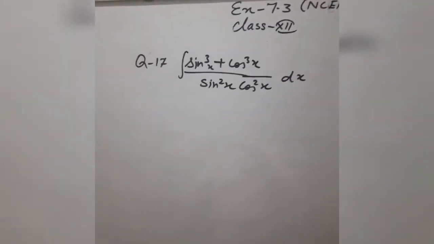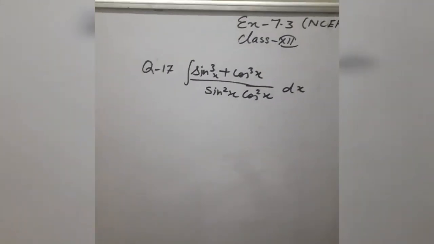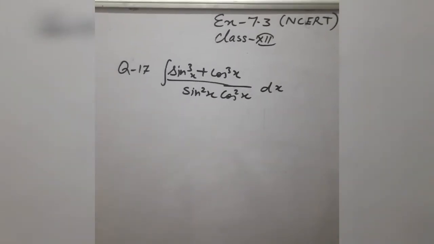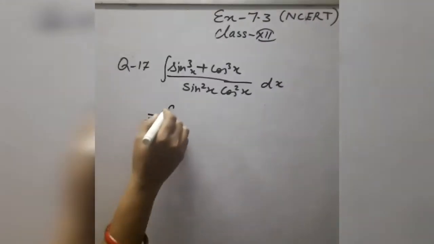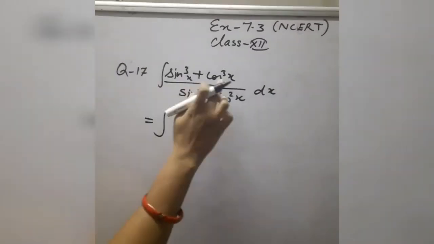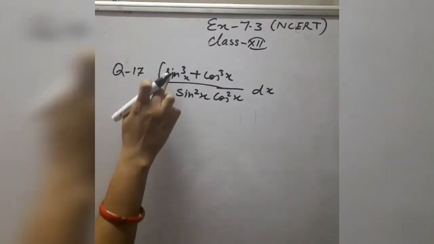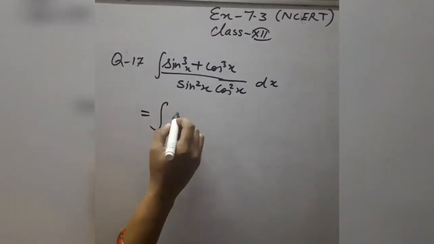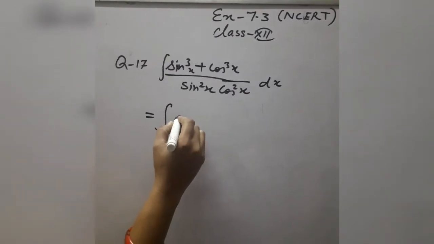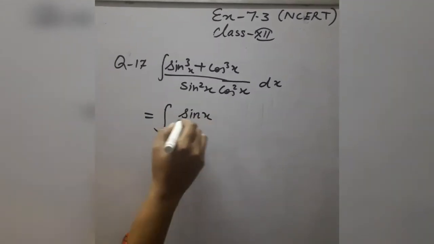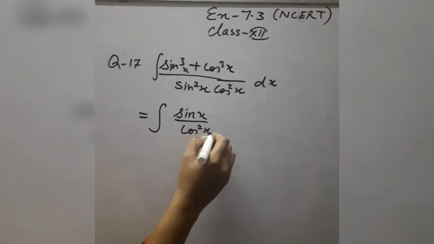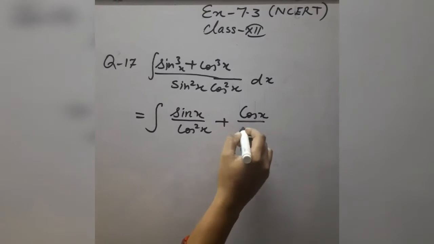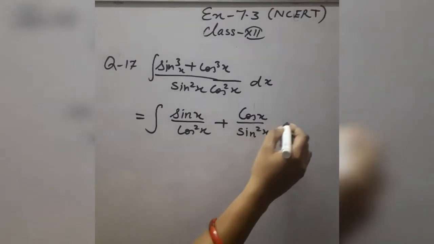Yes, question number 17. The statement is (sin cube x plus cos cube x) divided by (sin square x into cos square x). Find the integration. Taking this denominator separately with these two terms, sin square is cancelled, it becomes sin x by cos square x, and then plus, here cos square is cancelled, it becomes cos x by sin square x.